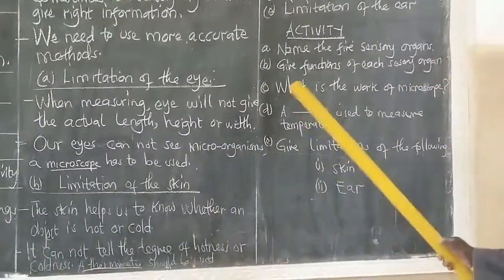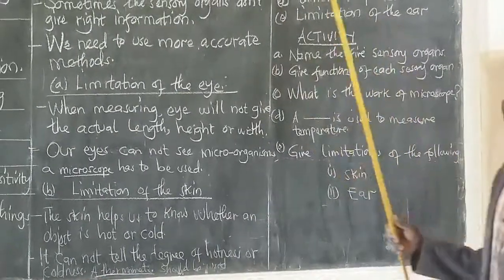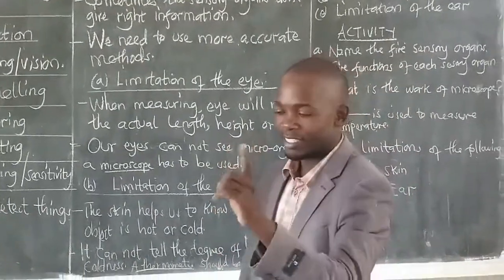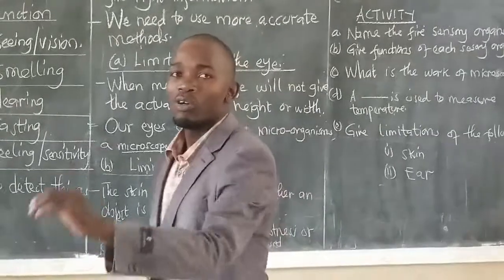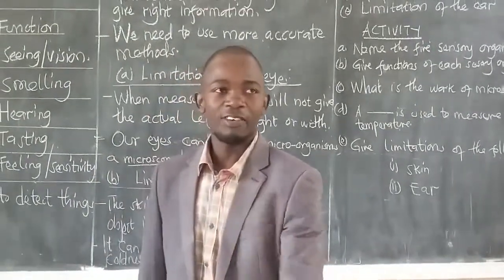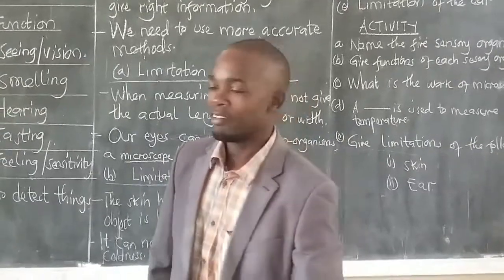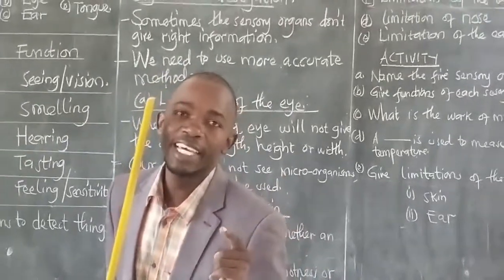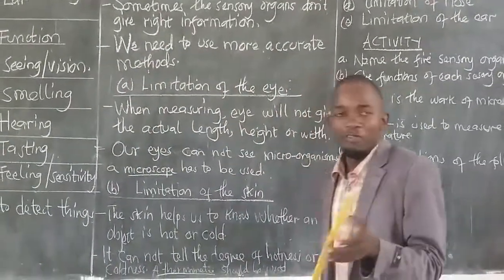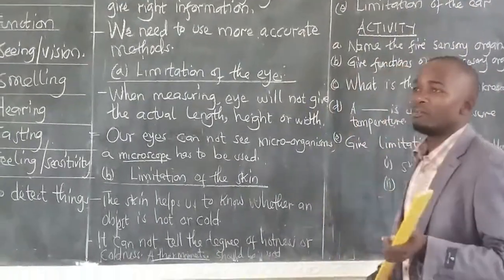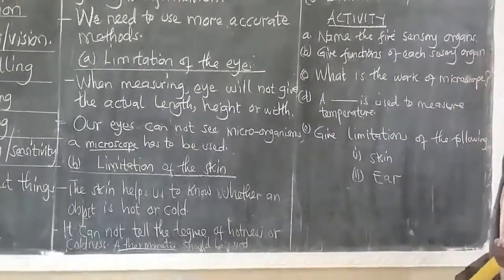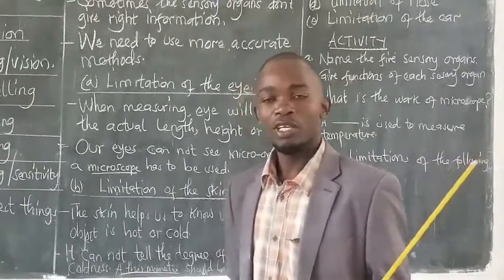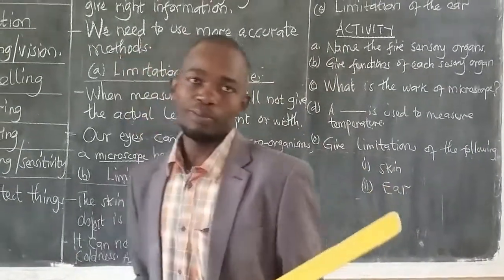Activity C. What is the work of a microscope? A microscope is an electronic device that is used to see or observe the microorganisms which we cannot see with our own naked eyes. Something very small that you cannot see with your eyes. So when you go to our school laboratories or the hospitals, you will see what is called a microscope.